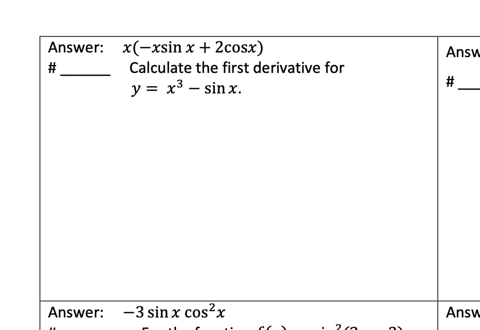Okay, no chain rule, because you just have an x to an exponent and just a trig function of x. So this is just a normal derivative, power rule, derivative of sine, it's cosine. So that's it.